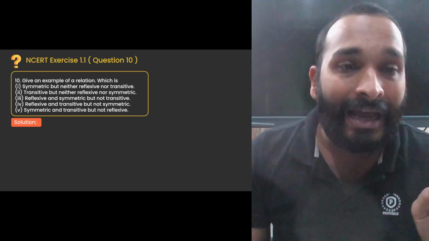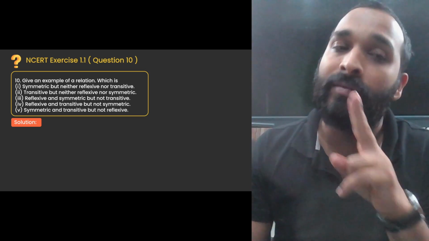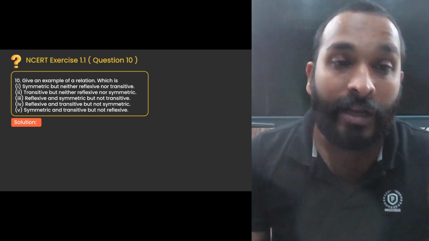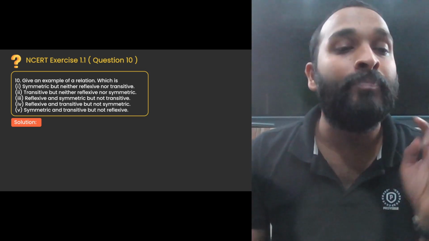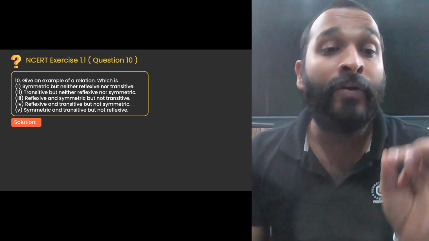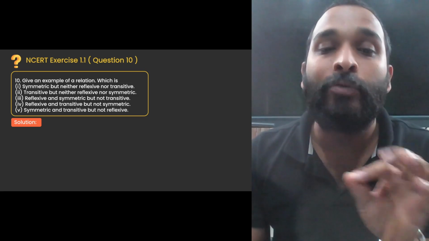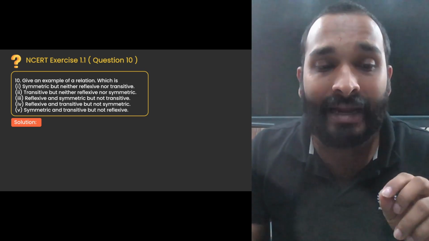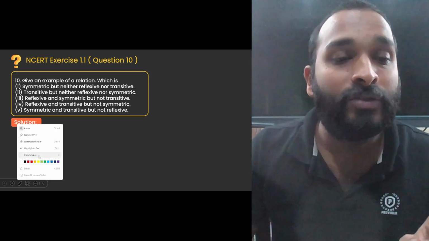Second one, transitive but neither reflexive nor symmetric. Second sub question. Third one, reflexive and symmetric but not transitive. Fourth sub question, reflexive and transitive but not symmetric. Fifth one, symmetric and transitive but not reflexive. Let us try to write an example for each of these one by one.